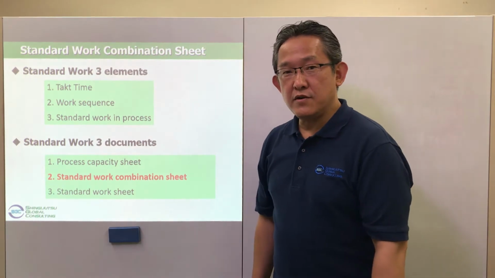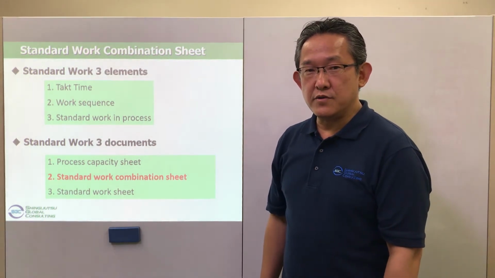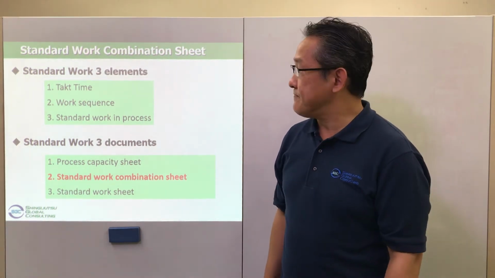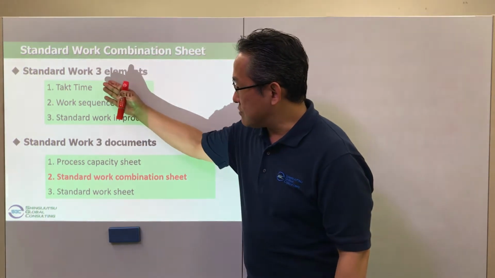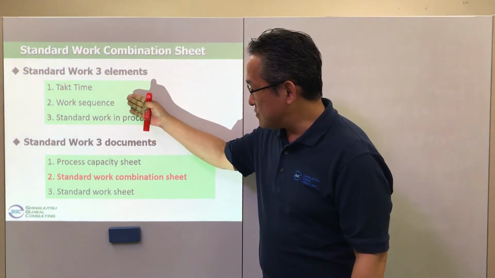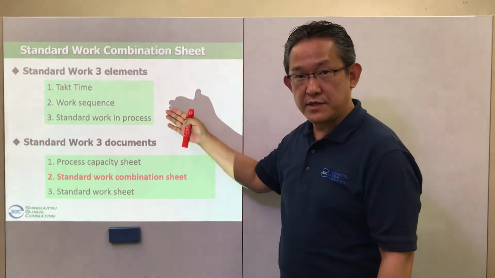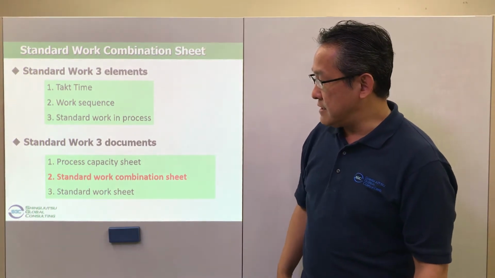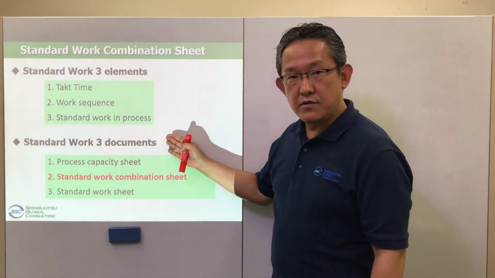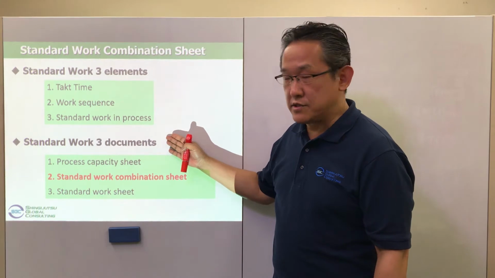Standard work has three important parts. They are takt time, work sequence, and standard work in process. Also, there are three kinds of sheets to use as tools for standard work.